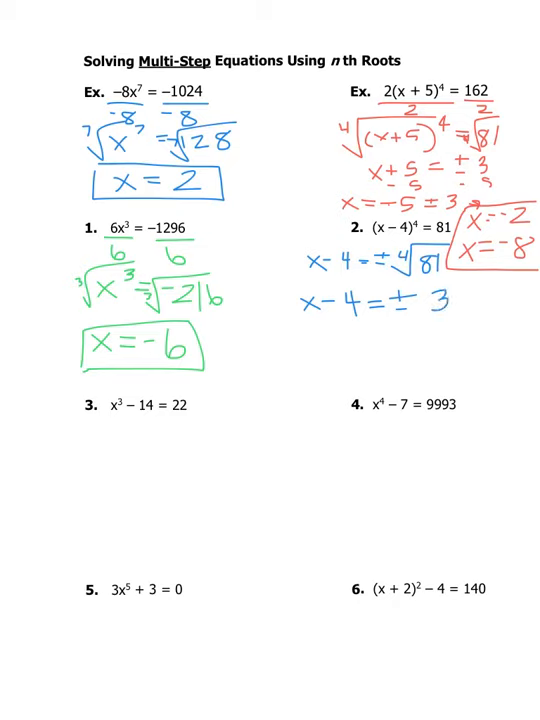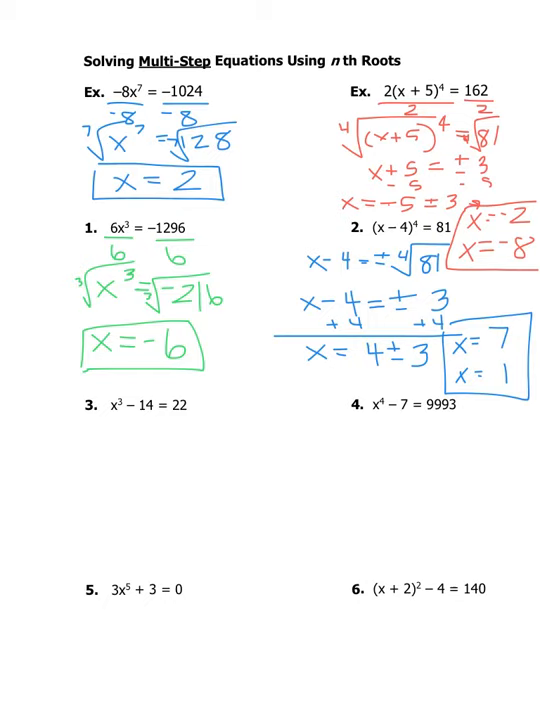And now my last step, just to get x by itself, I'll add 4 to both sides. So I get x equals 4 plus or minus 3. And let's break that down. So if I take 4 plus 3, I get 7. And if I take 4 minus 3, I get 1. Okay. Starting to feel a little better about these.